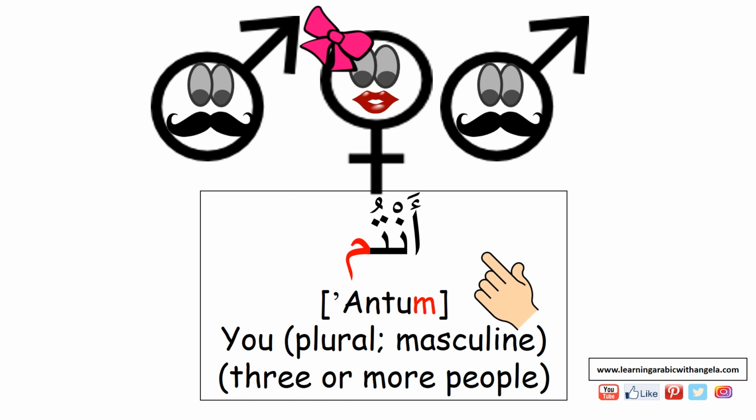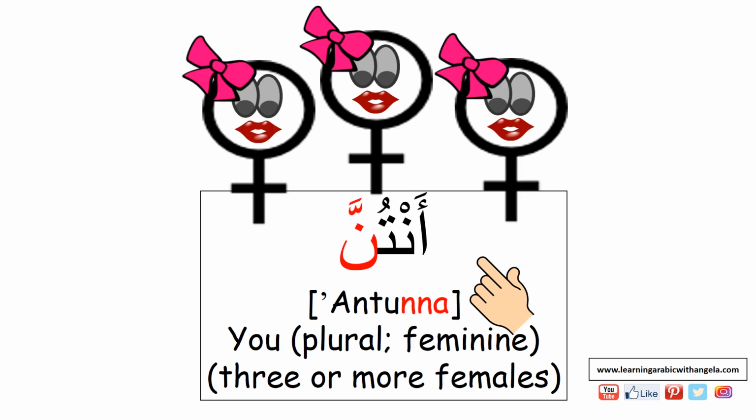أنتم, you for the plural masculine. When there are three or more people, at least one of them is a male. أنتن, you for the plural feminine when there are three or more females, only females. أنتن with a geminated noon.